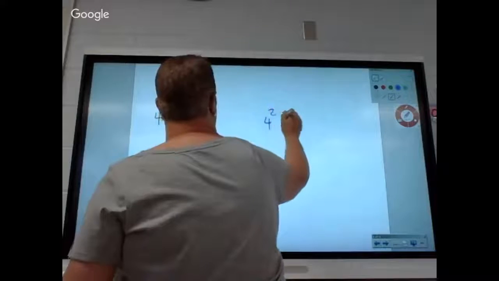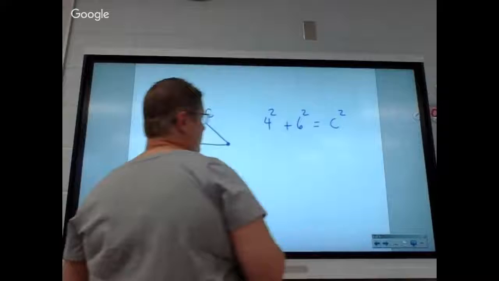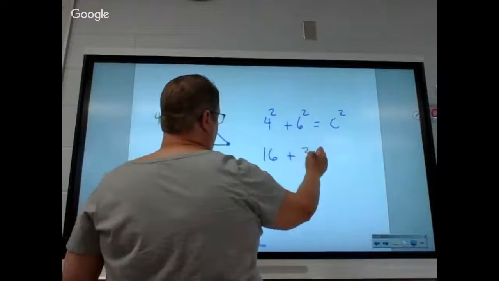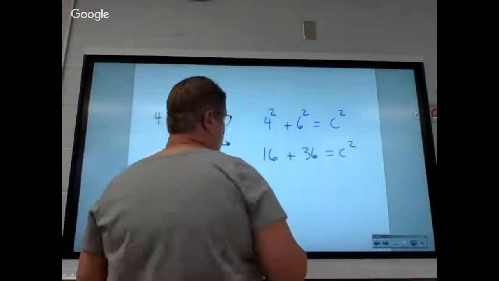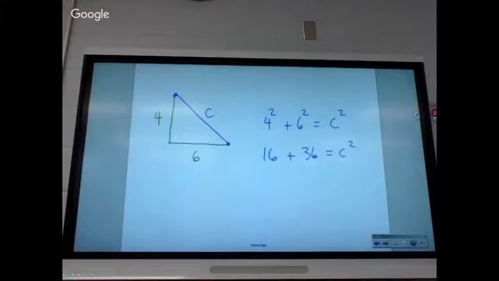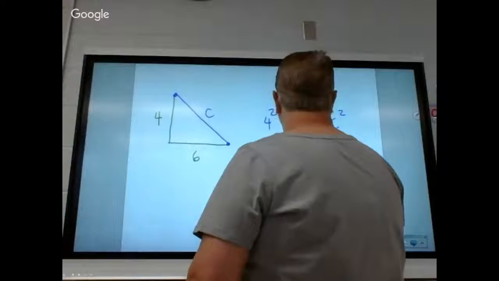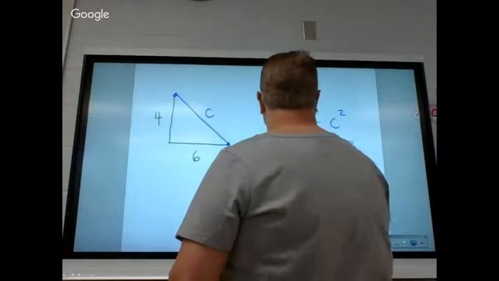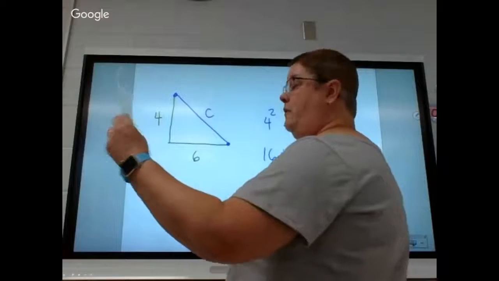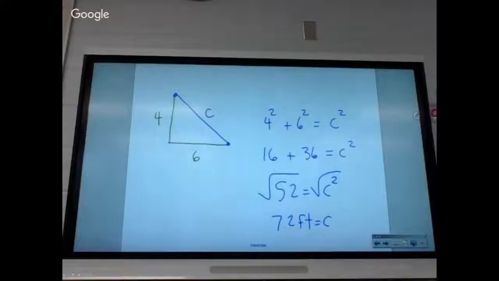So 4 squared plus 6 squared equals c squared. What's 4 squared? Plus what's 6 squared? 36. Equals c squared. So 16 plus 36 is 52. I don't know what the square root of 52 is. Y'all know? 7.2. Okay, so square root, c equals 7.2. What unit did I have in that question? Feet. 7.2 feet.